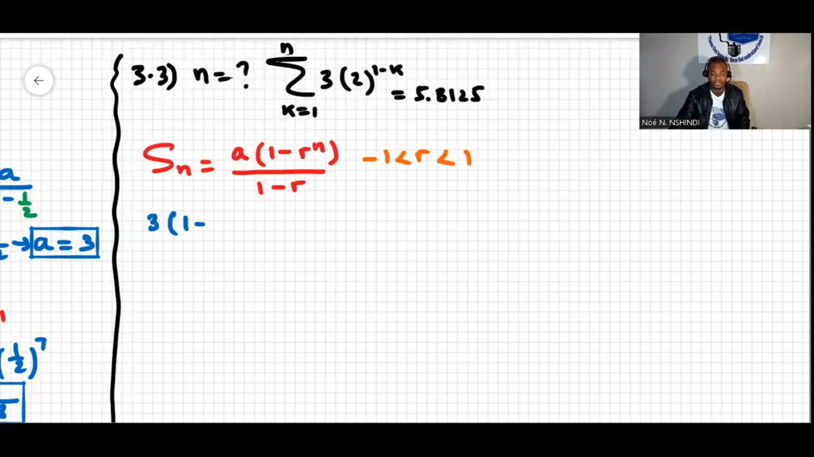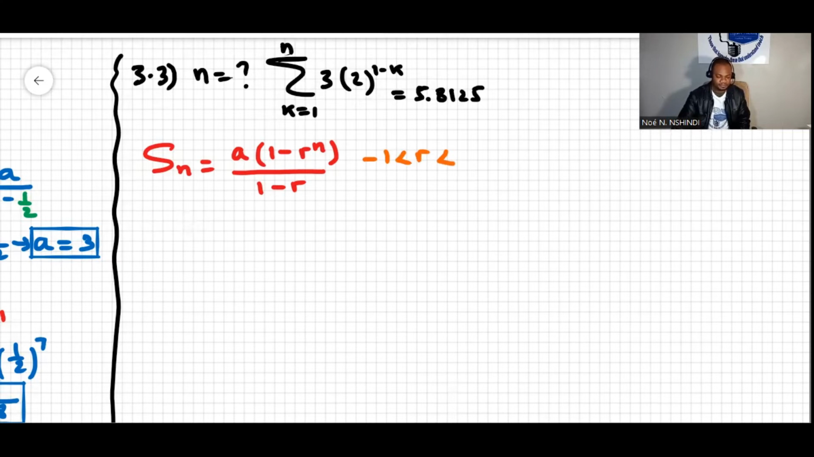If it was more than that, we would write the other formula: r to the power of n minus 1, and then the denominator will be r minus 1. But I use this one because r is between -1 and 1. Now, 3 open bracket 1 minus r. I prefer to use square brackets here because I want more brackets to write.